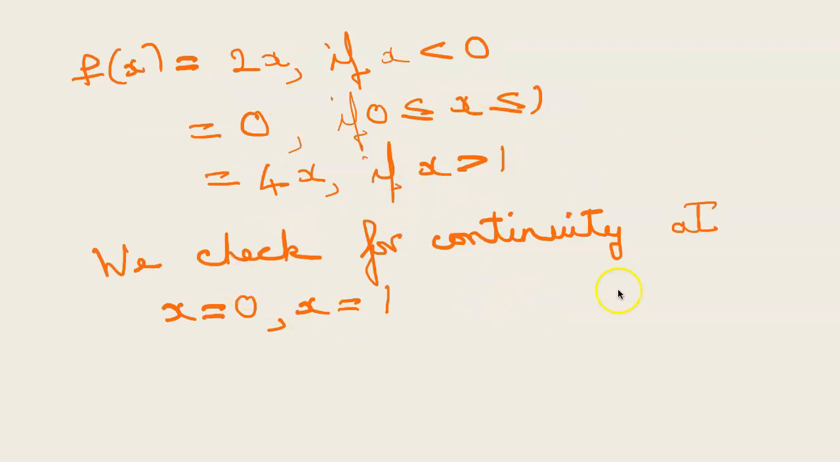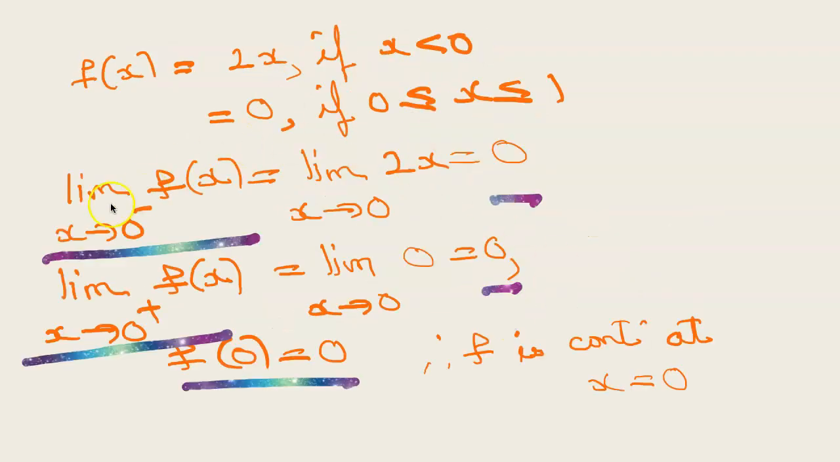So we check for continuity at x = 0 and 1 because there is a break at 0 and 1. Now the limit as x tends to 0 from the left of f(x): 0 to the left means f(x) will be 2x, so the limit as x tends to 0 of 2x is 0. And the limit as x tends to 0 from the right of f(x): 0 to the right means f(x) is 0, so the limit as x tends to 0 of 0 is 0.